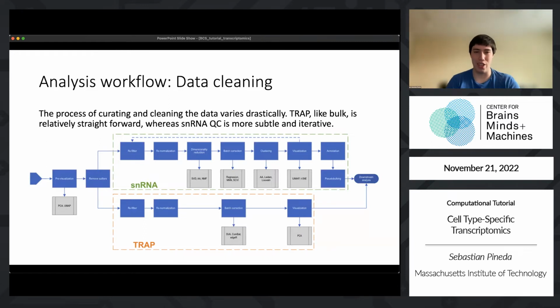So it's a long and arduous process in determining what is a real cell and what is not. And among the real cells, which ones are stressed, which ones are damaged. We don't want those. Which ones are contaminated, which ones got multiple nuclei. And this is a long and interactive and iterative process. Whereas this same process for bulk and bulk-like methods is very straightforward, very fast. It also helps that trap already gives you very clean data. It doesn't help that single nucleus already gives you dirty data. So this part is very, very different.